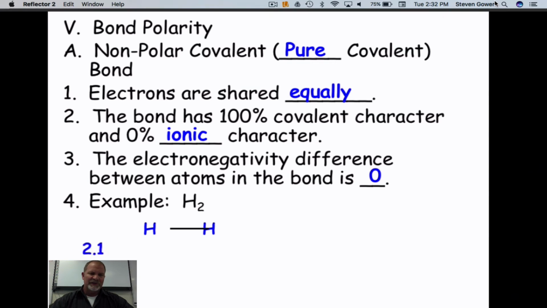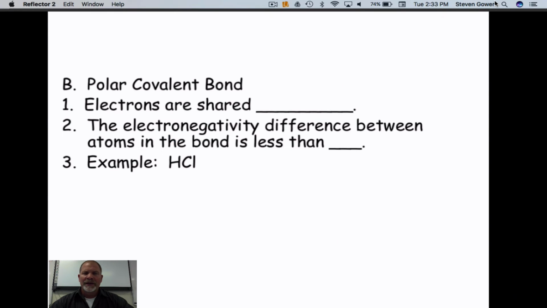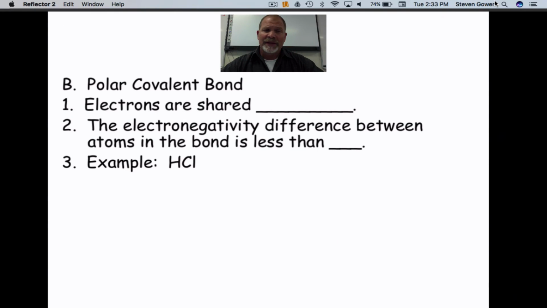So we see here hydrogen weighs in as both. Hydrogen has electronegativity 2.1. We have that on our periodic table. So 2.1 minus 2.1 is 0. So a difference in electronegativity of 0 means it's truly nonpolar, and we see this because electrons are being shared equally on both sides. That's our first type.